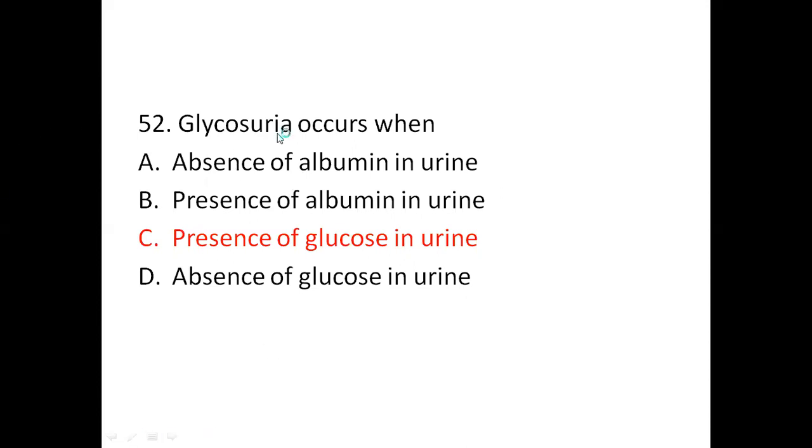52 question. Glycosuria occurs when? Option A, absence of albumin in urine. Option B, presence of albumin in urine. Option C, presence of glucose in urine. And option D, absence of glucose in urine. The right answer is C, that is presence of glucose in the urine. Glycosuria means presence of glucose in the urine.